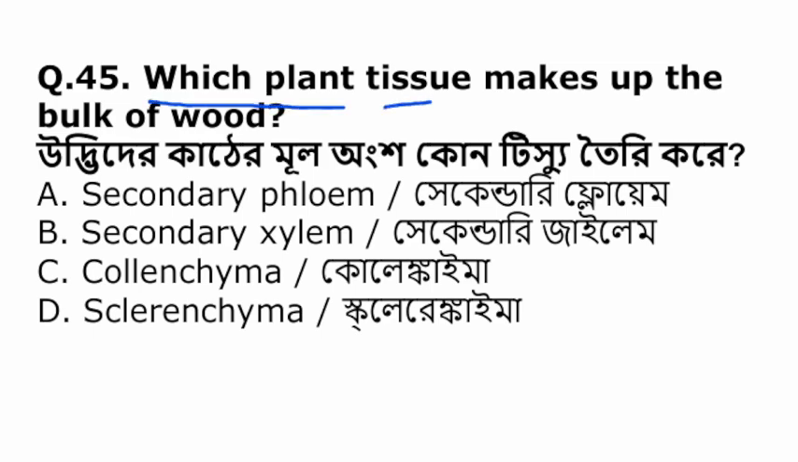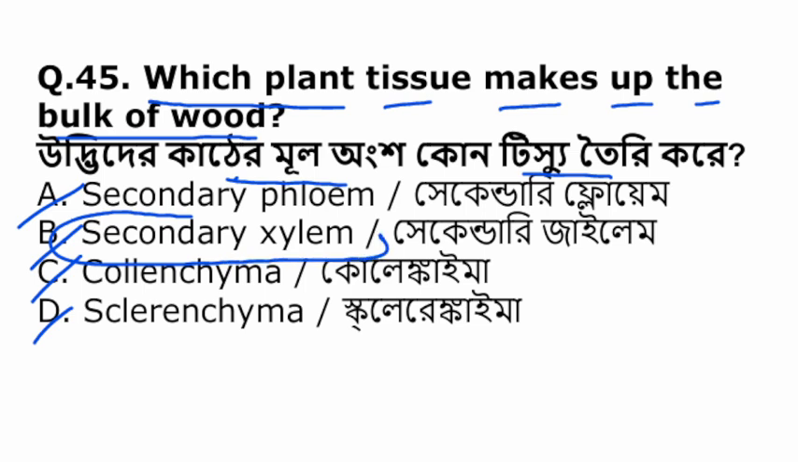Which plant tissue makes up the bulk of wood? Secondary phloem, secondary xylem, collenchyma, sclerenchyma. The wood is made up of secondary xylem.